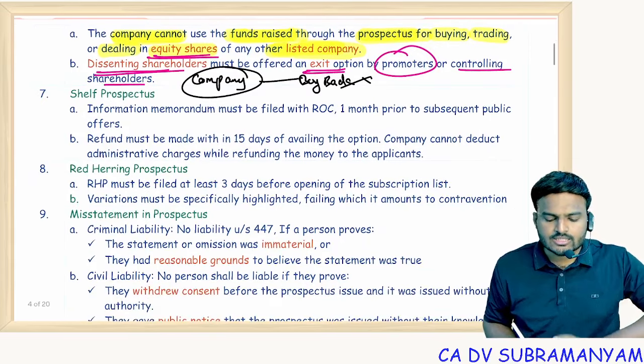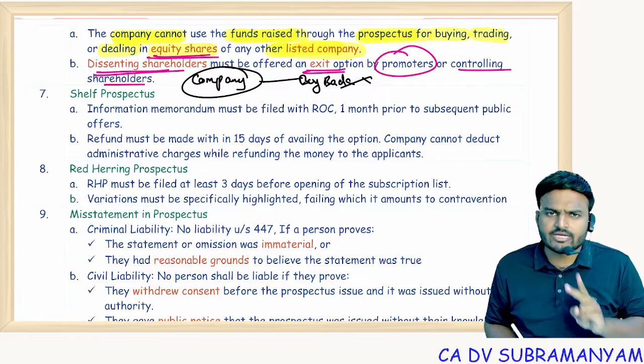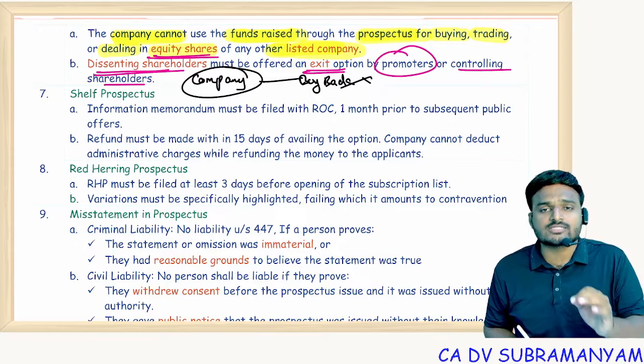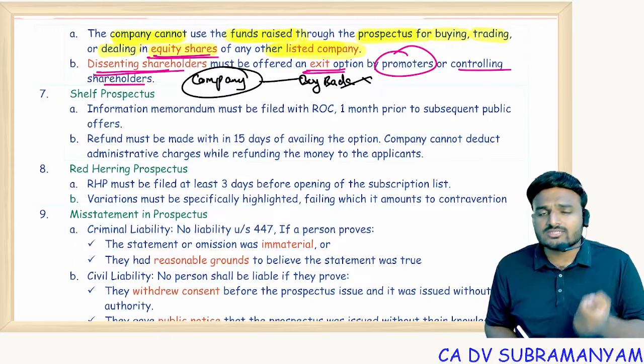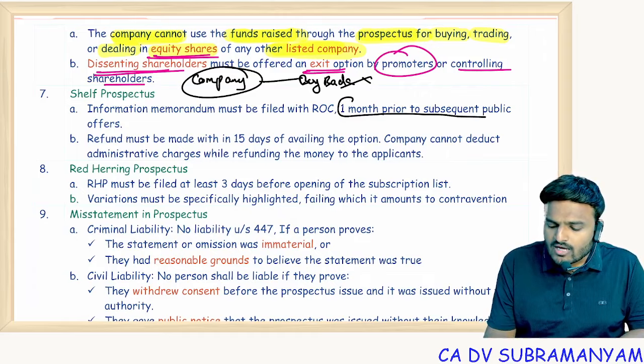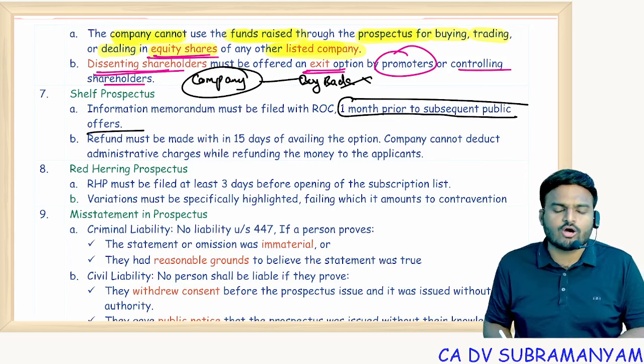Shelf prospectus, 2 points, very tricky points. Information memorandum, which contains new charges created during the period and changes in the financial position, must be filed with ROC 1 month prior to the subsequent public offers.